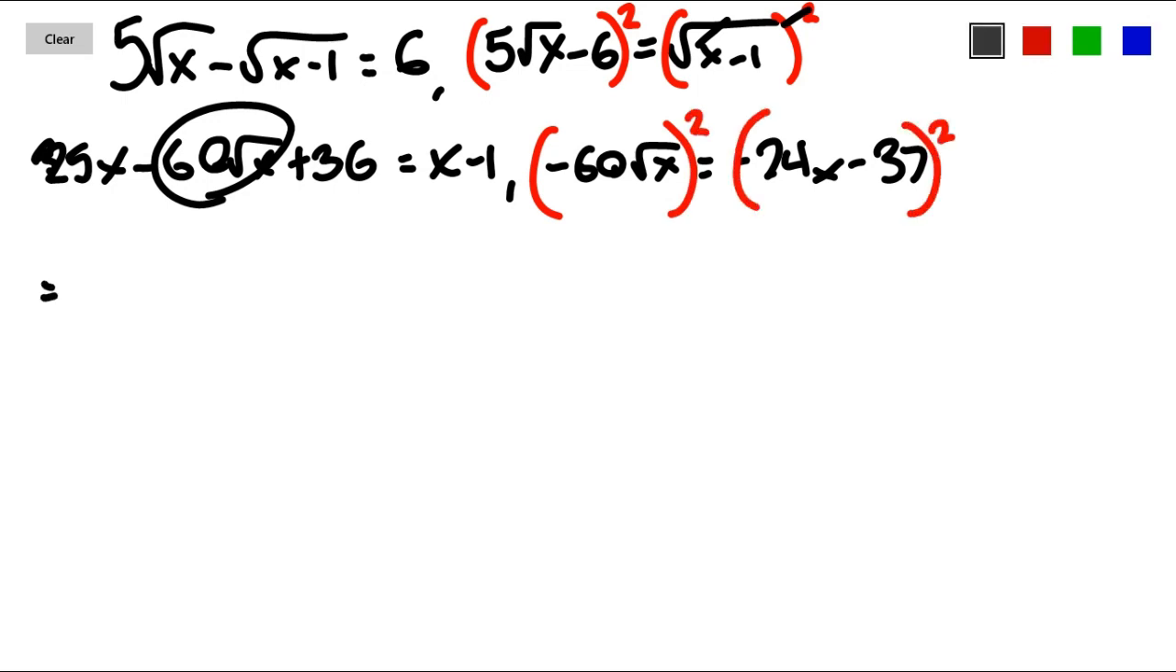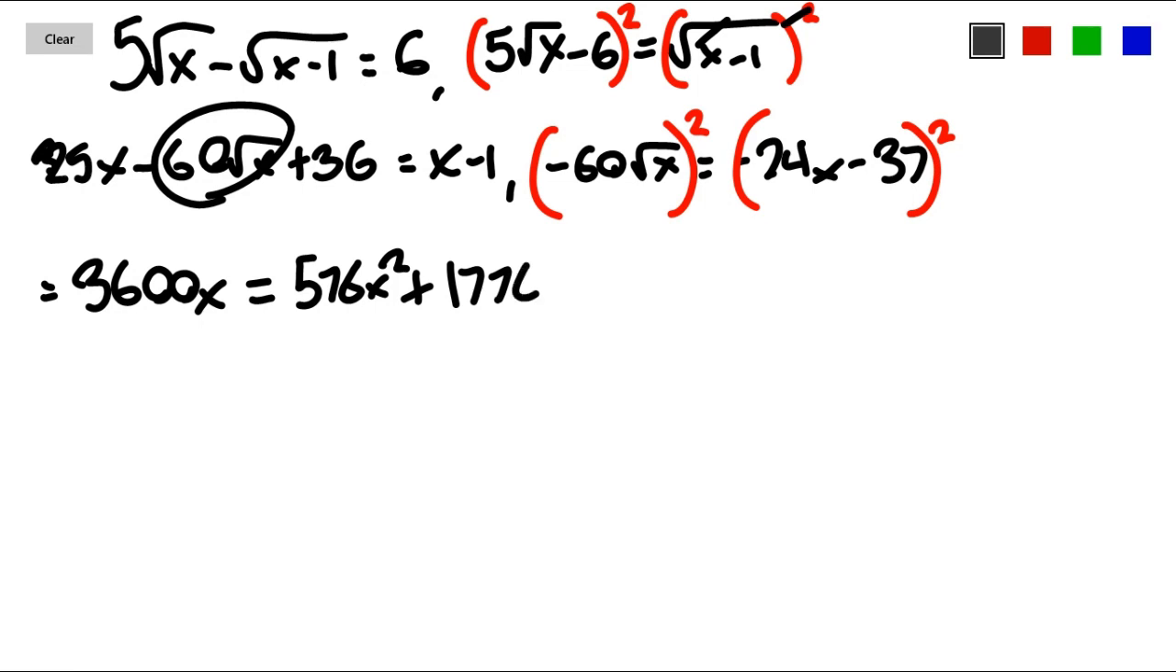And what this ends up giving me is 3600 times x is equal to 576x squared plus 1776x plus 1369. And so the last thing that I need to do is transfer the 3600x over to the other side.